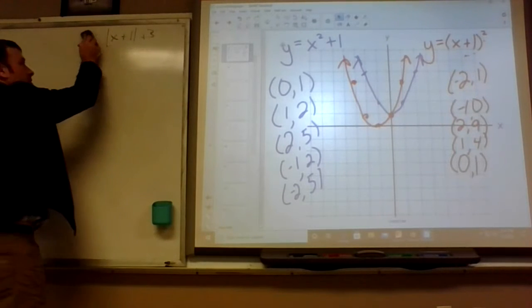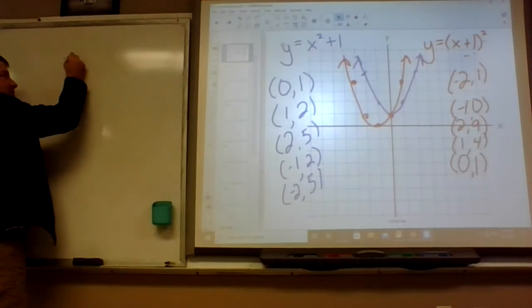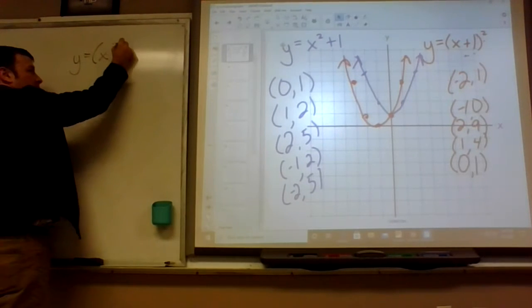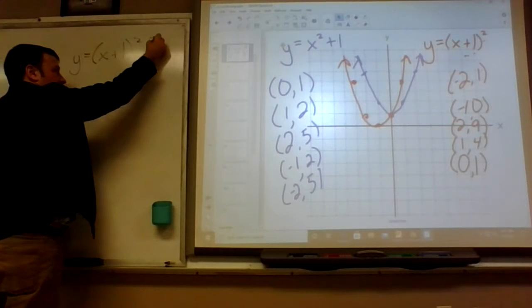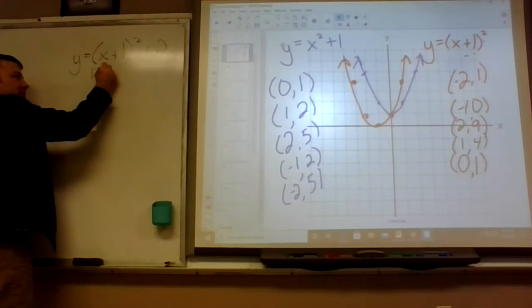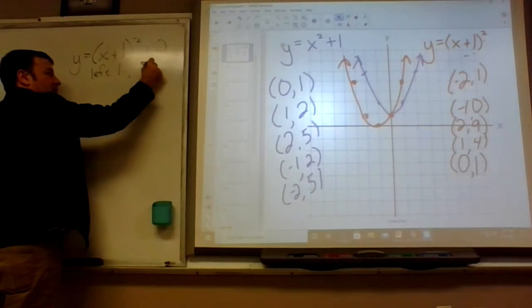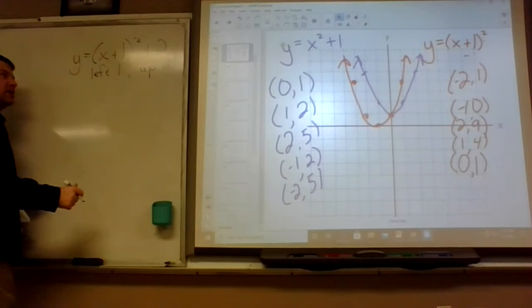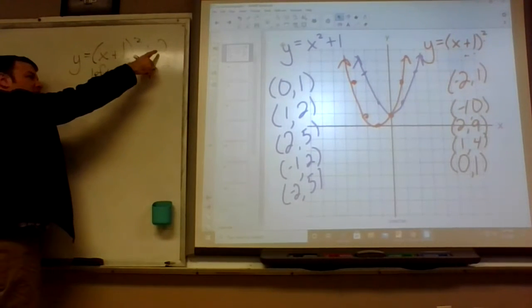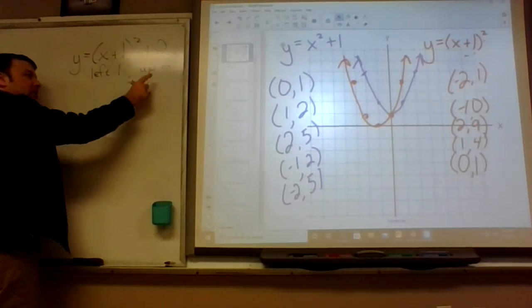Okay, I need to do marker. So here's the general trick. If you have, let's say, x plus 1 squared plus 2, what does the plus 1 do right there? Left 1, and up 2 out here. It's directly on the x, so it moves the function left 1. If it's outside and not directly on the x, it just goes up or down.